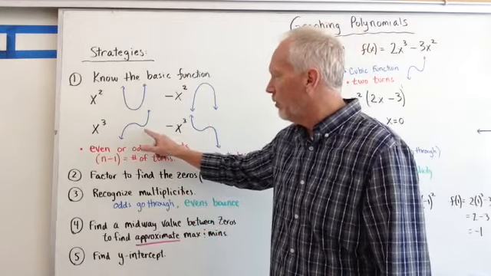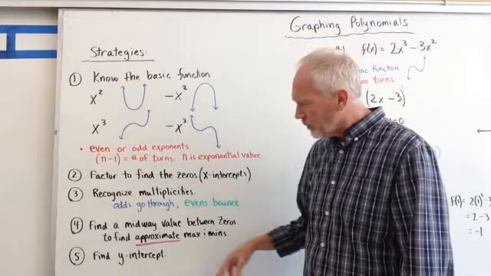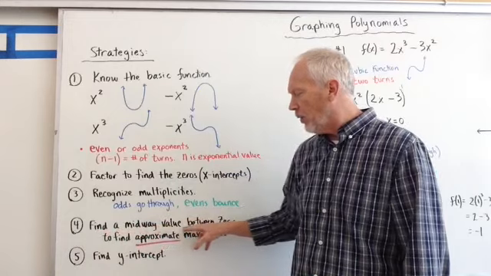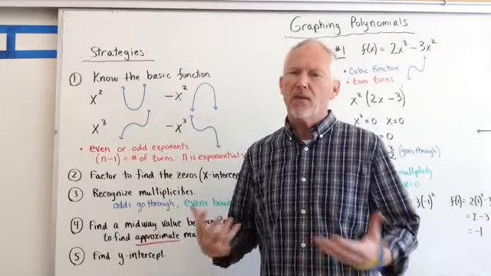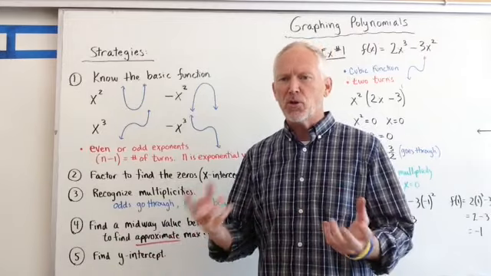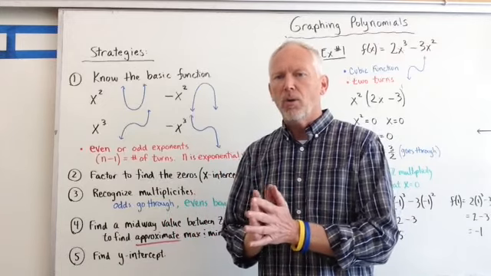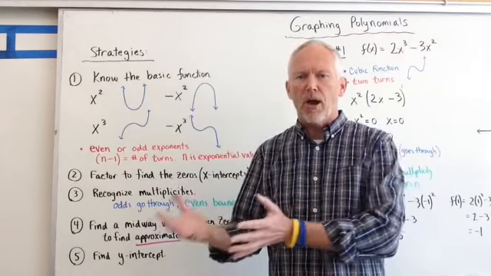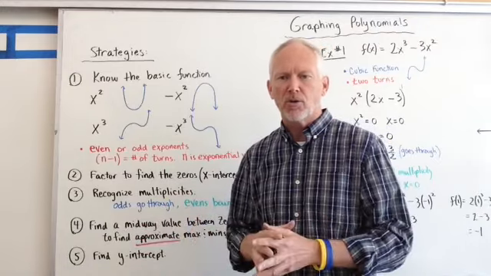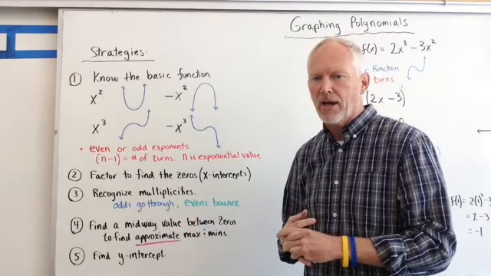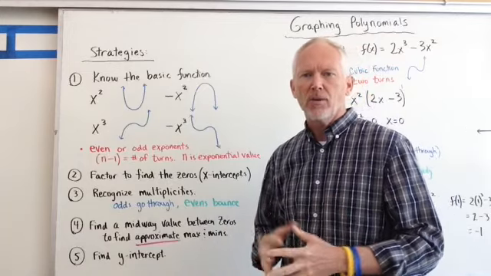And then once we know the general shape, we can start to get an idea of what that graph will look like. Then we can find a midway value between the zeros. We want to use those to approximate the max and min. Again, this is just a sketch. We are not trying to be super calculating here with our ideas. All we want to do is just get a general idea. We might be off a little bit on where that max or min is, but right now that's basically what we're trying to do, is just get an idea of what the general look is like for these polynomials. Then find the y-intercept, and that always helps as well.